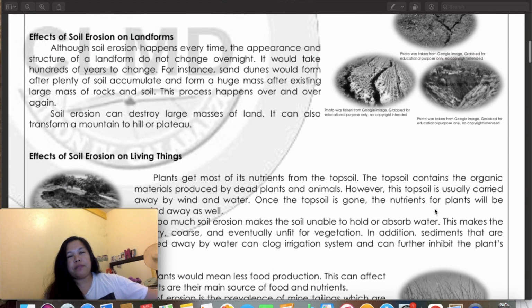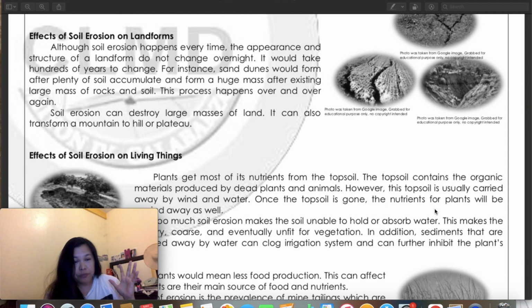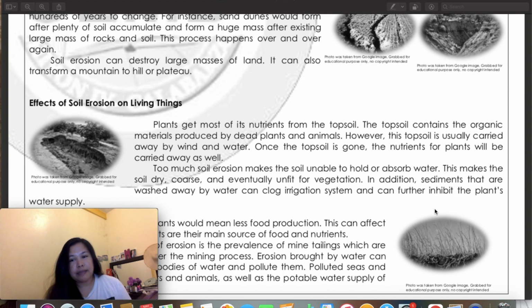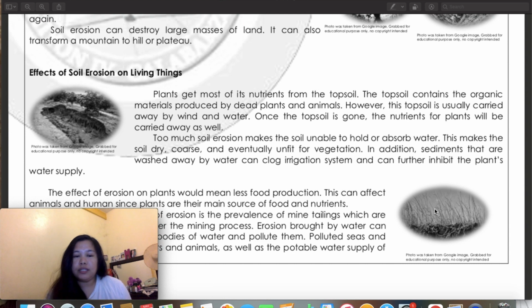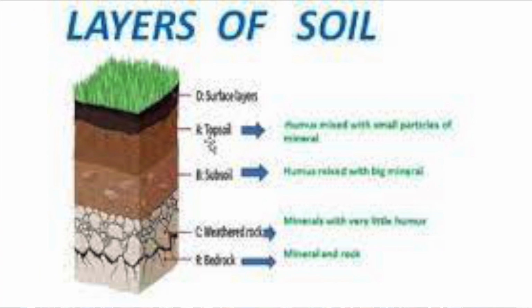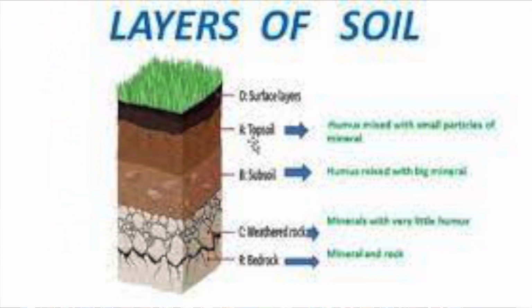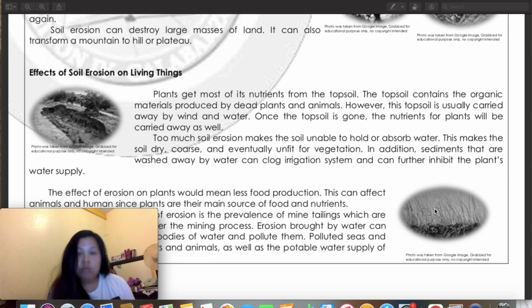So, aside from the effects of soil erosion on landforms, there are also effects of soil erosion on living things. Plants get most of their nutrients from the topsoil. You have that in your Grade 4, the top layers of the soil, right, the subsoil, topsoil. When we say topsoil, you can see here, topsoil contains organic materials produced by plants and animals. The humus, the loam, are the organic materials that let plants live. We need nutrients from the soil to have healthy crops.